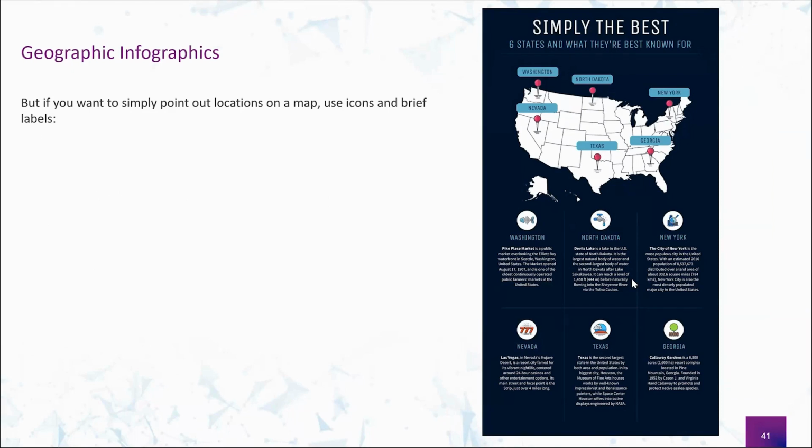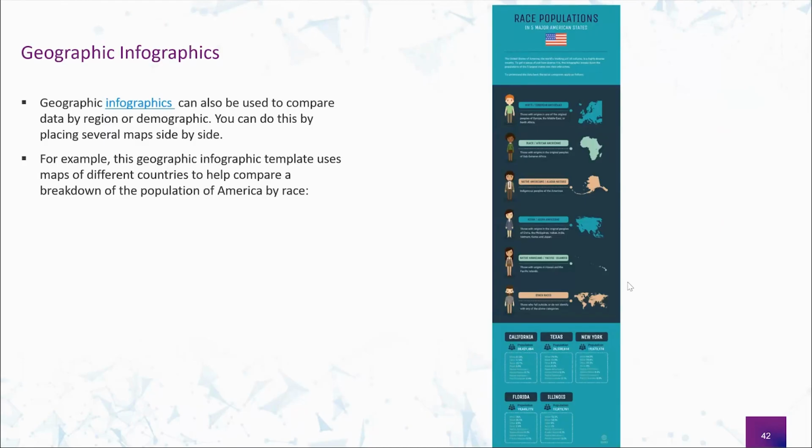There are other ways of looking at it. You can use the same geography map and just pinpoint some of the icons from that. Again, this is one. The other one is this. In this case, race populations. There are very, very interesting graphics that I found, and they all have different types. Race populations in major American states, it's like where do people stay more and other things. So geographic infographics are used to compare data by region as well.